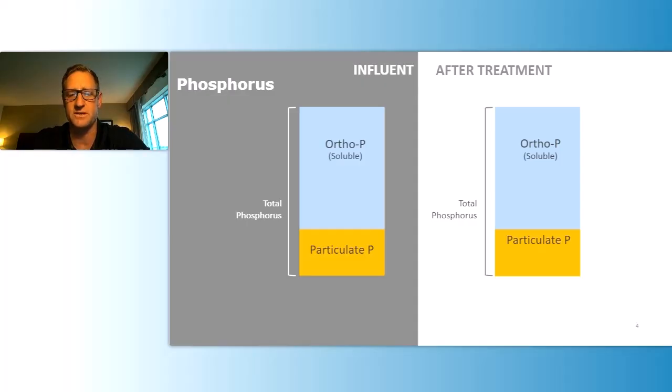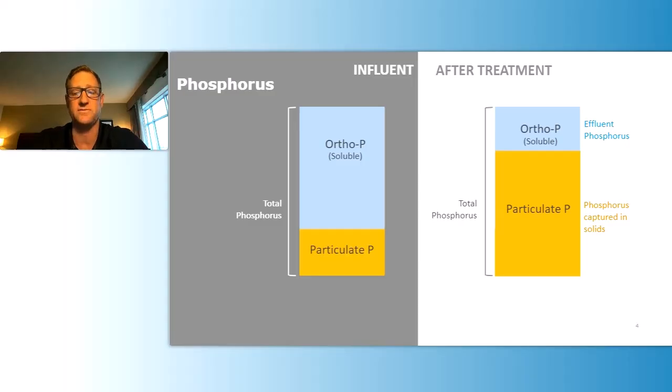And then after treatment, you can see that the goal is whether you're using chemicals to create more particulate phosphorus or you're doing it biologically by using microorganisms. Either way, we want to settle these particles out and we remove phosphorus in a physical form. Unlike some of our other nutrients where we might be removing chemically or just strictly biologically.